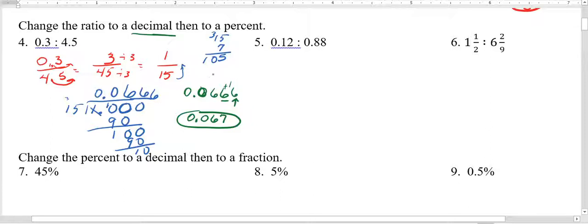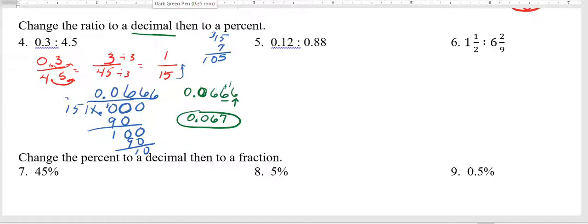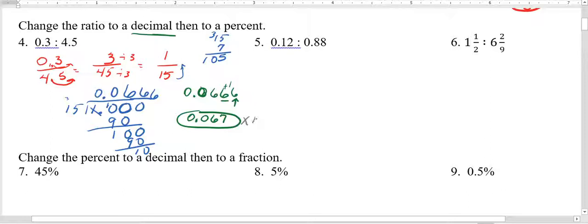And then to change our decimal to a percent, I'm going to take my decimal number and multiply it by 100. So when you're going to a percent, you're going to multiply your decimal by 100. When I multiply it by 100, I'm just moving my decimal point 2 places to the right, so I don't worry about the zeros in front of it, and I have 66.7%. So there's my decimal, and there's my percent.